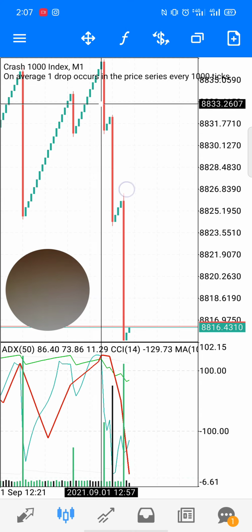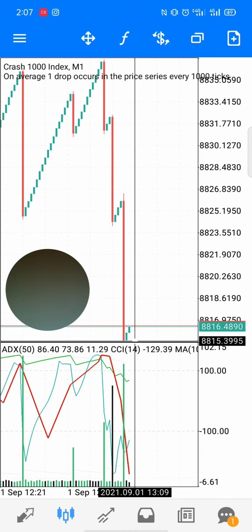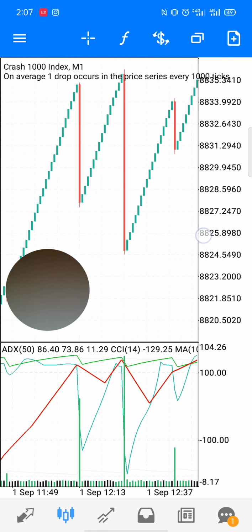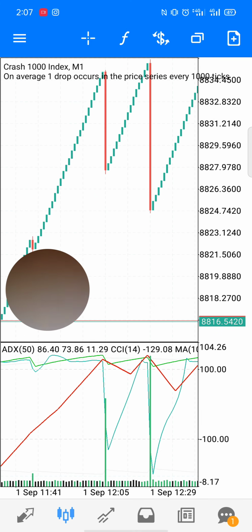If you were to place a sell at this point, look, you place a sell at this point. After 1 candle, it spikes. You see. So let's check out, let me show you more examples.